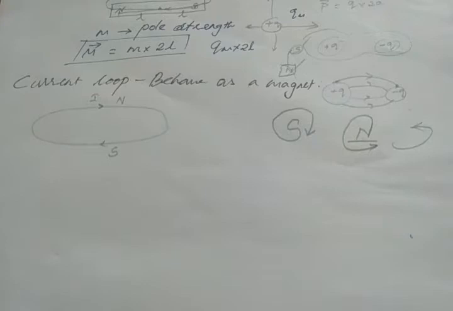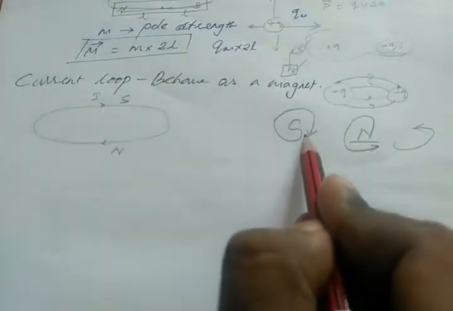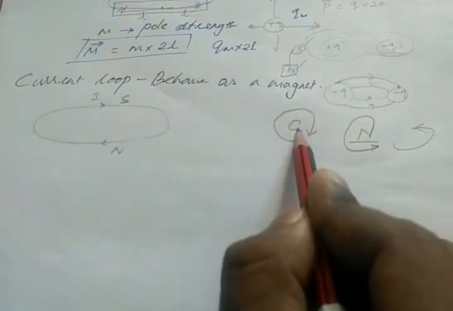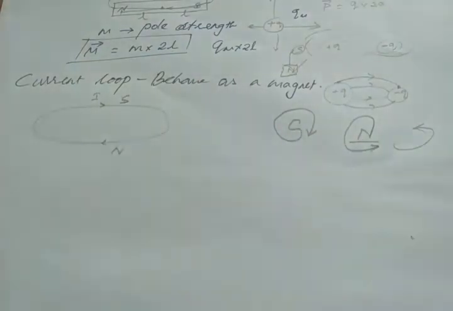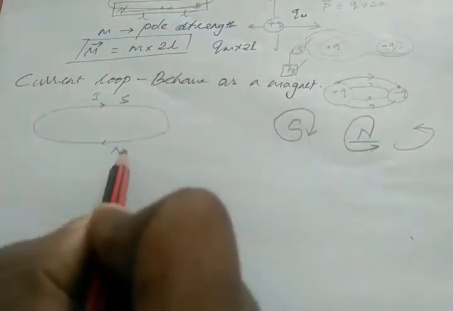Then what will be the magnetic field lines? As I said already, outside the magnet the field lines start from the north pole and end at the south pole. If the current is clockwise, the upper side is the south pole and the lower side is the north pole. If it is anti-clockwise, the upper pole is the north pole. So here it is flowing clockwise, the upper pole is south pole, and here it is north pole.